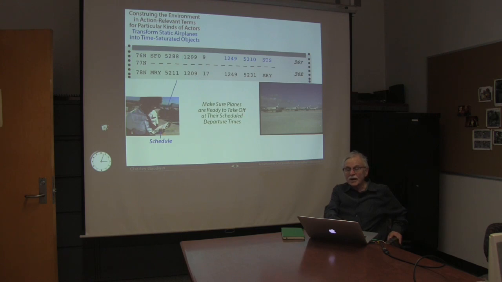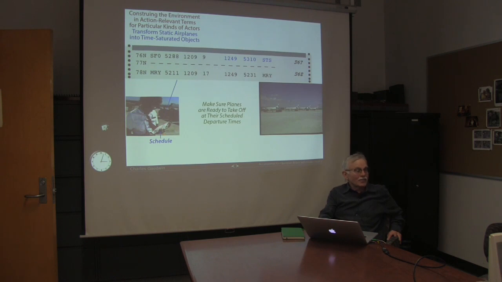This is the time it's expected to arrive, 12:09. And I forget what that is. It might be that usually you add the gate later. And this is where it's going to, the flight that's going to be outgoing. It's going to leave at 12:49, 50 minutes later or something like that, as flight 5310. And I don't know what STS is. Okay. So what you've got is each airplane, you can track the course of each airplane on a row in the schedule.